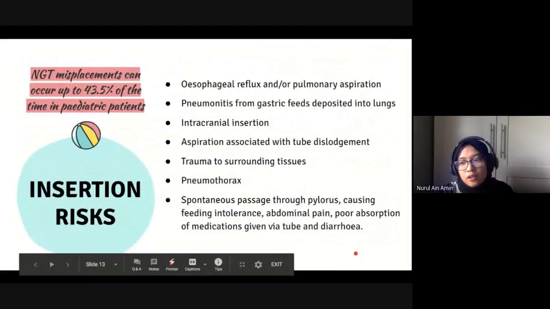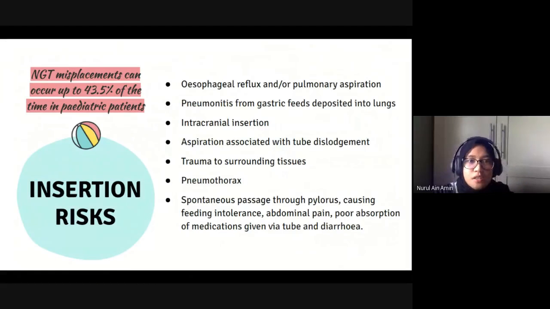So next, I'll be talking about the insertion risks, because in NGT itself, there's almost 43.5% of misplacement that can occur in pediatric patients. So what are some of the risks? We can have an increased risk of esophageal reflux and or pulmonary aspiration. We can have pneumonitis from gastric fluids that are deposited into the lungs. We can also have intracranial insertion if the infant has any facial trauma.